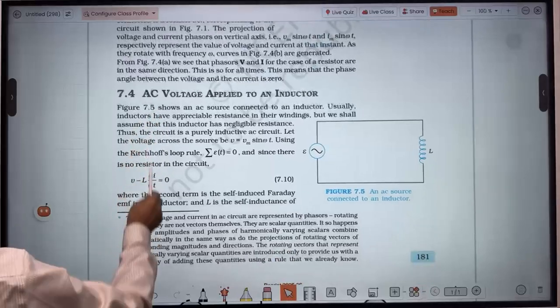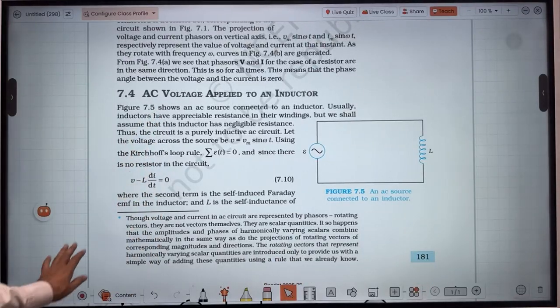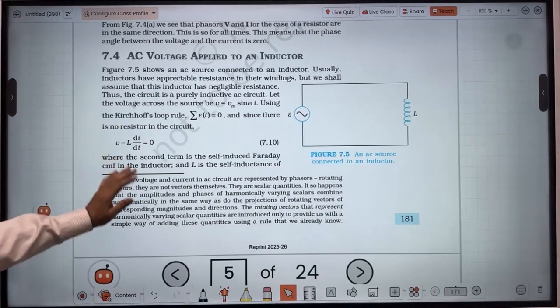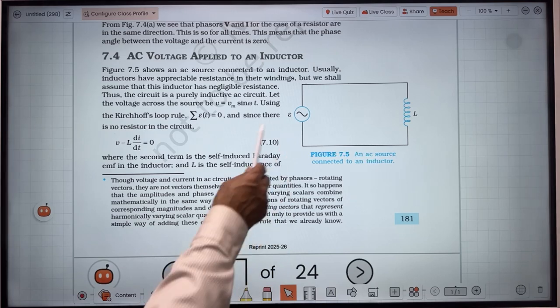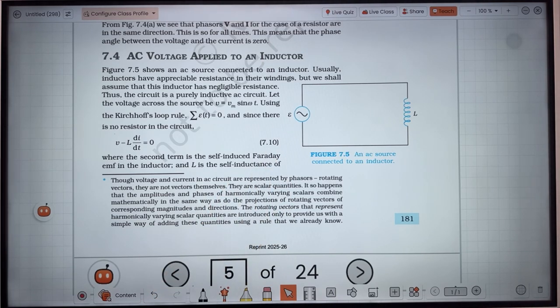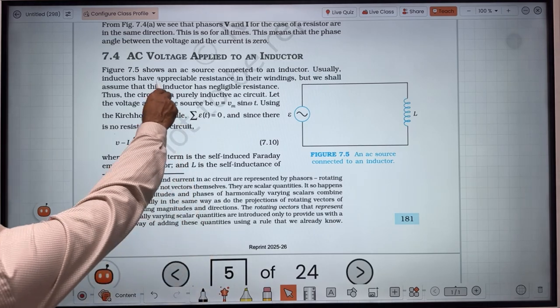Now we are going to see another case. Another case is when an inductor is applied across an AC source. In that case, what happens? As you know, there will be an induced EMF which will oppose the flow of current. So we can say that applied voltage plus induced voltage will be 0. So the same thing is written here.